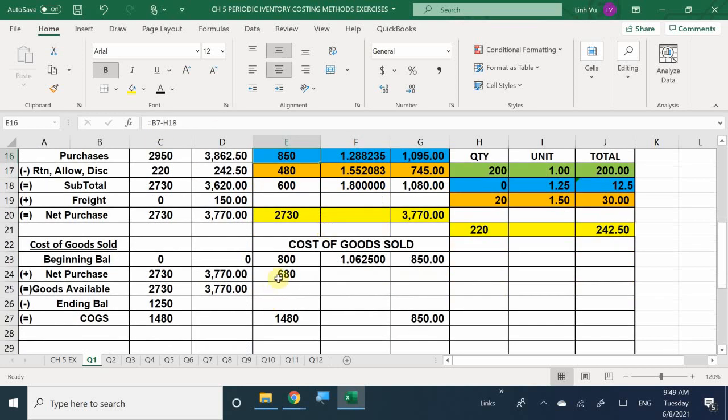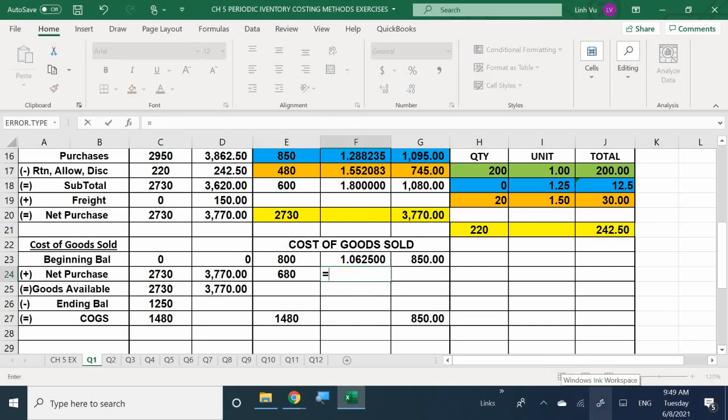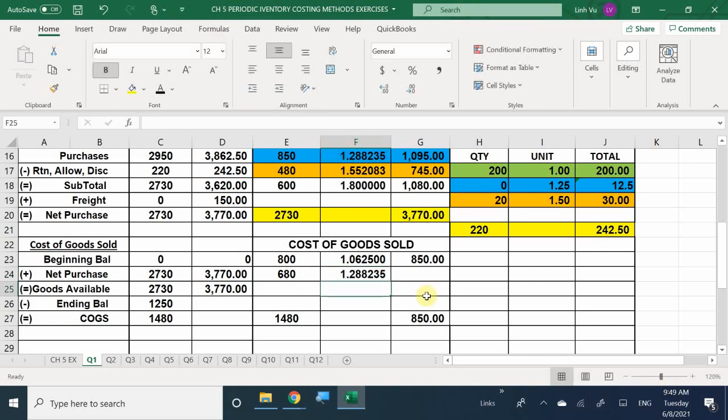Good. Now in this case, I'm only taking some of it and not all of it. So I need to calculate my cost per item. So in this case, it's going to cost me $1.288235. So this is where your equal round is going to come into play, because this number is something I have to round at the end, not right now. I'm going to hold this number in my calculator and continue on calculating what 680 of those is going to cost me.